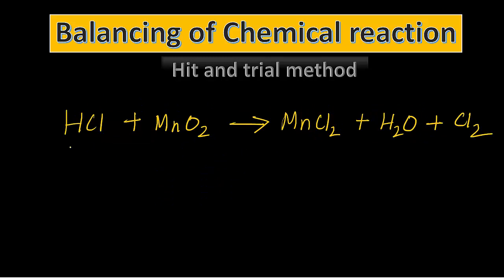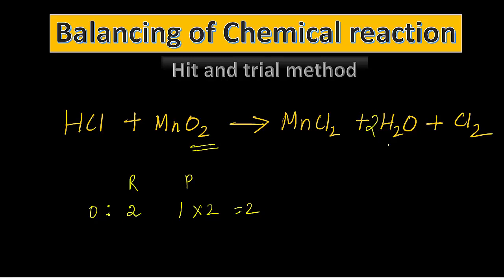See, HCl plus MnO2 gives MnCl2 plus H2 plus Cl2. Okay, fine. What is the number of oxygen atom here? The reactant. The reactant number of oxygen atom is how much? This is 2. And in the product, number of oxygen atom is how much? This is only 1. So multiply by 2. I can get 2. So here we have to multiply it by 2.